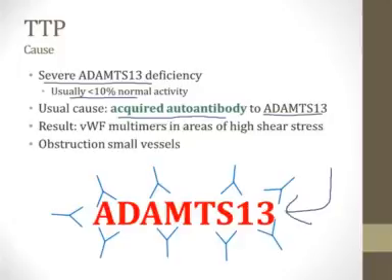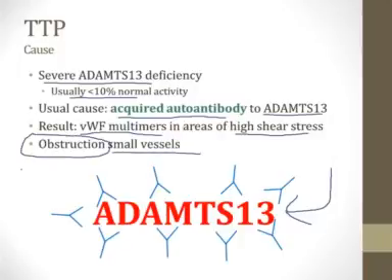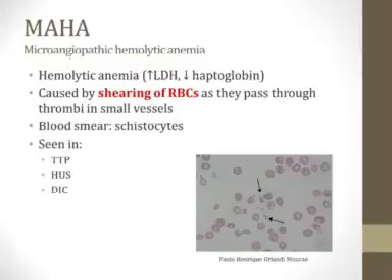As a result of low levels of activity of ADAMTS13, patients accumulate von Willebrand factor multimers, and the multimers most like to accumulate in areas of high shear stress. And the part of the vasculature where the shear stress is highest is the small blood vessels, and for this reason you develop obstruction of the small blood vessels. When the small blood vessels are obstructed, a special type of hemolytic anemia occurs called microangiopathic hemolytic anemia.